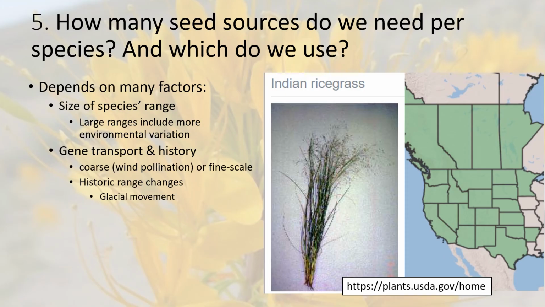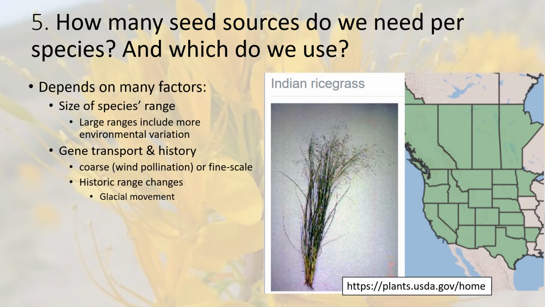How many seed sources do we need per species and which ones do we use? Challenging, depends on many factors. For species like Indian ricegrass, which is spread across the continent and is wind pollinated, you might need a lot of sources. How are you going to know?